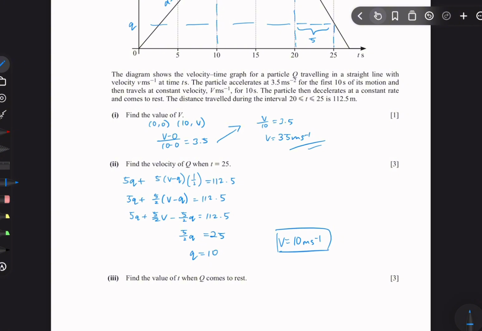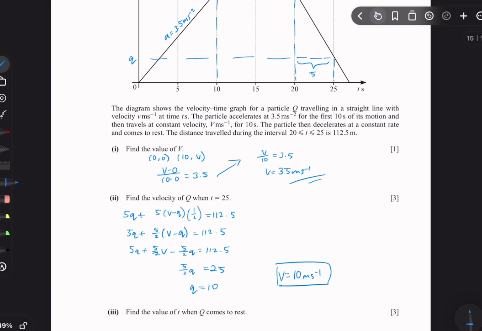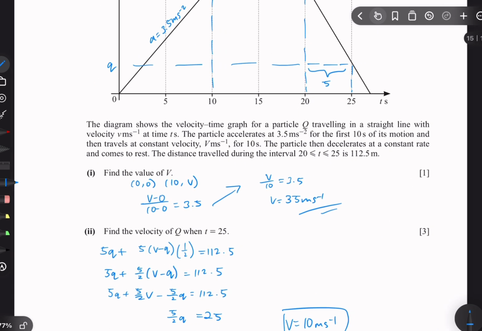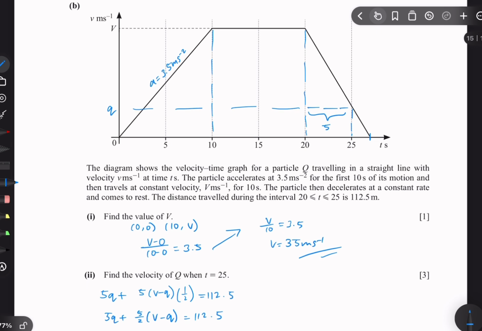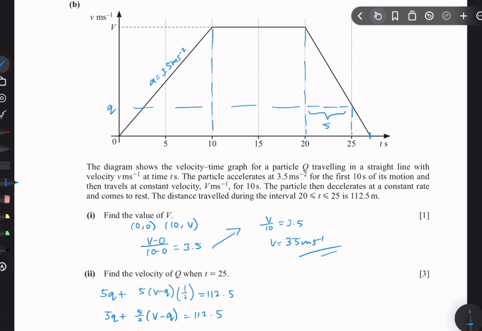Part 3. Find the value of t when Q comes to rest. So we are finding this value. Because we don't really have much information, we can find the deceleration of Q between 20 and 25. This should also be the gradient, which is this part. This value will be the same as the deceleration between 25 and rest, which would be this part also, because the gradient is the same for this whole time period.